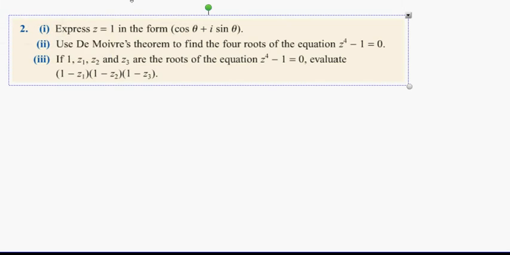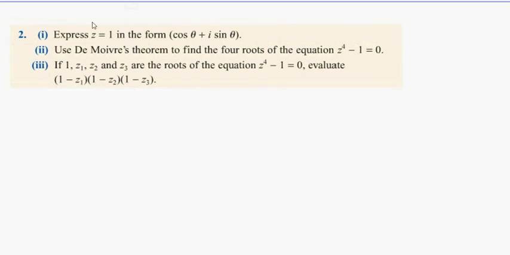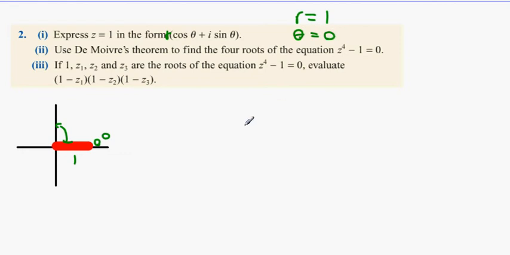Okay, so question 1. Express Z in polar form in the form cos theta plus i sin theta, where Z equals 1. We have to remember Z equals 1 is 1 across. From the origin, we have a distance of 1 across, which brings it to here. We can see that this angle is 0 degrees and the length is 1. Remember, polar form is r cos theta plus i sin theta, where r equals 1 and theta equals 0. So we get cos 0 plus i sin 0 for part 1.